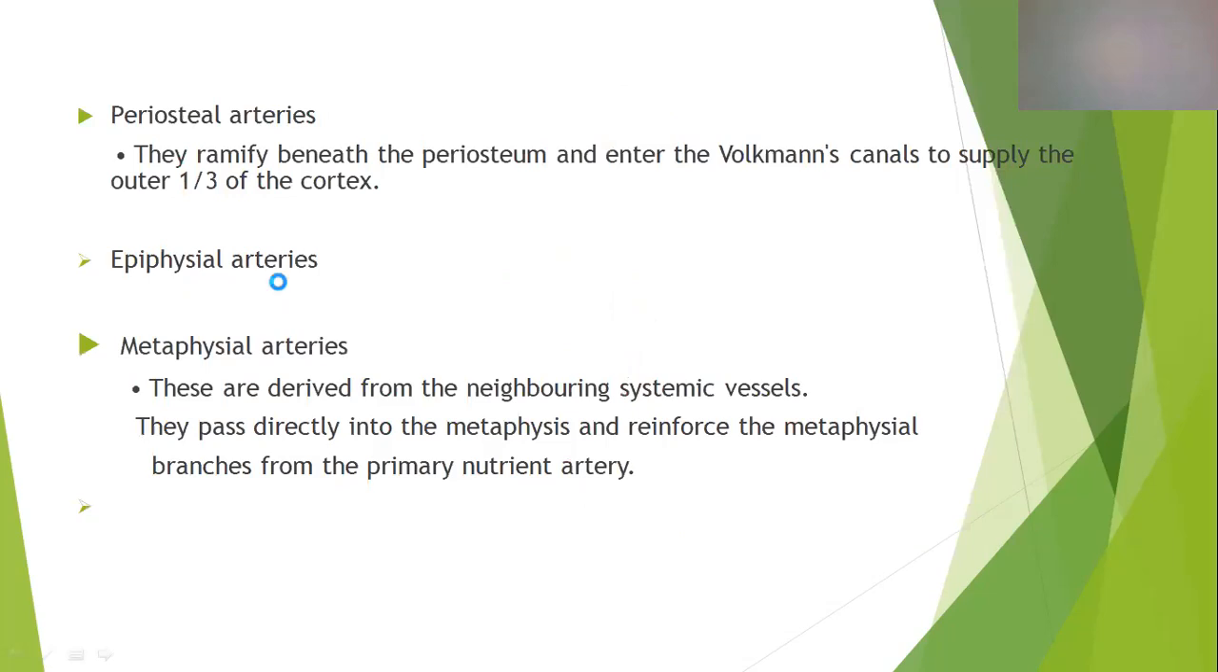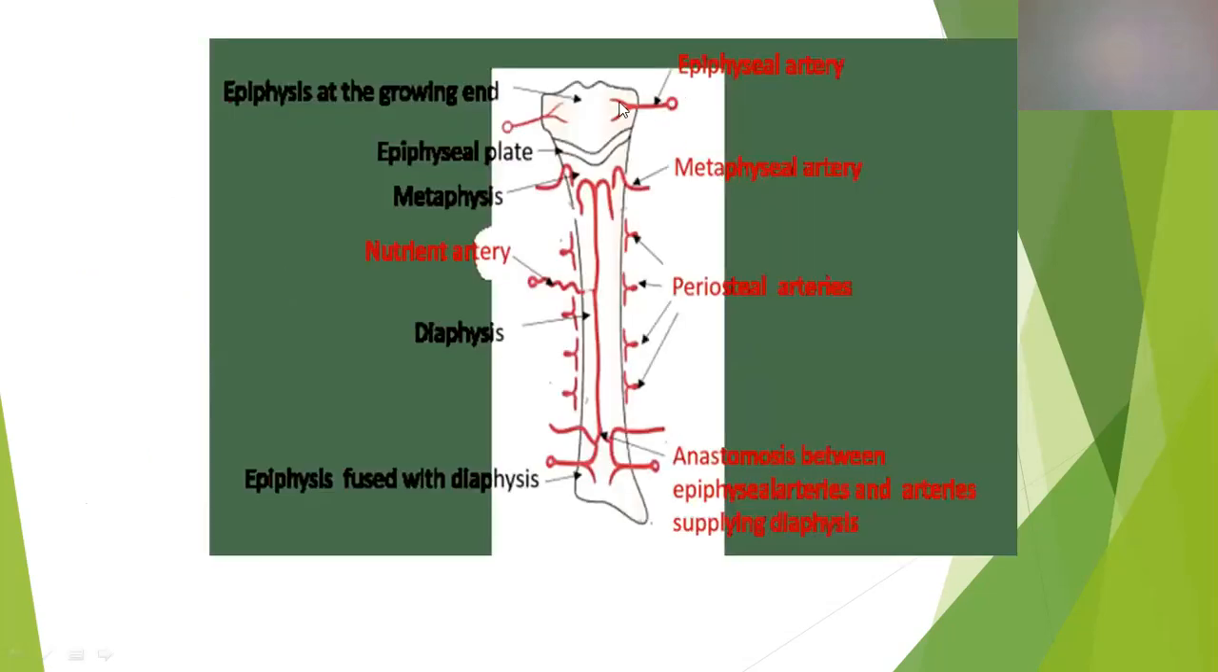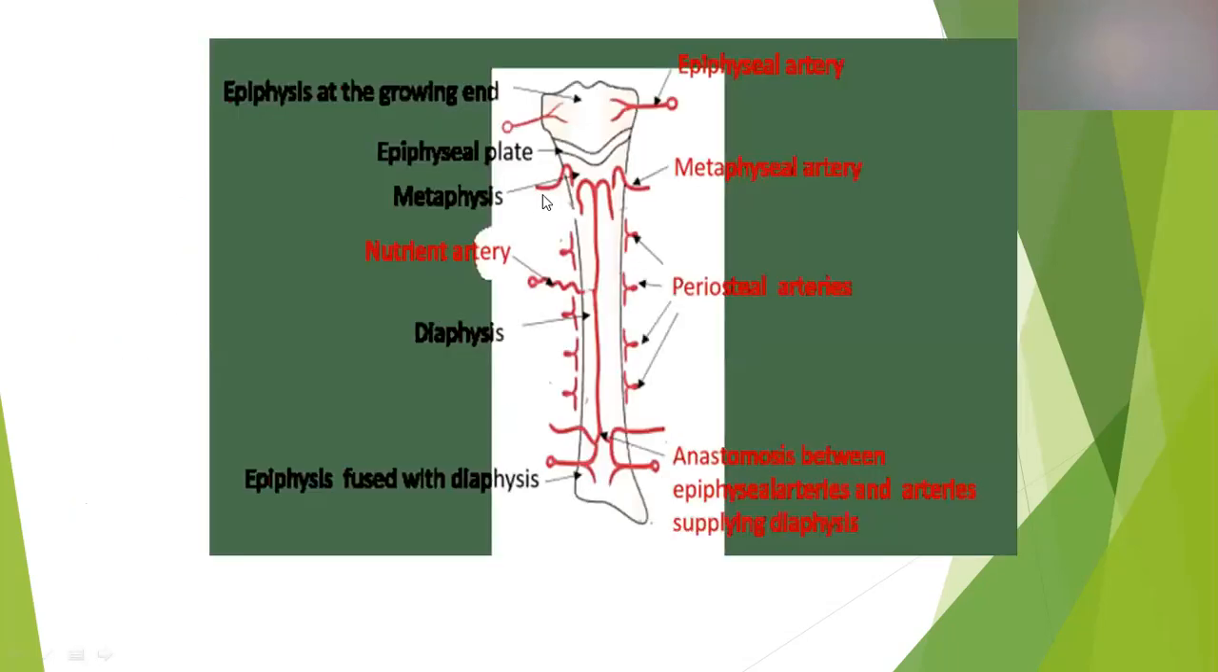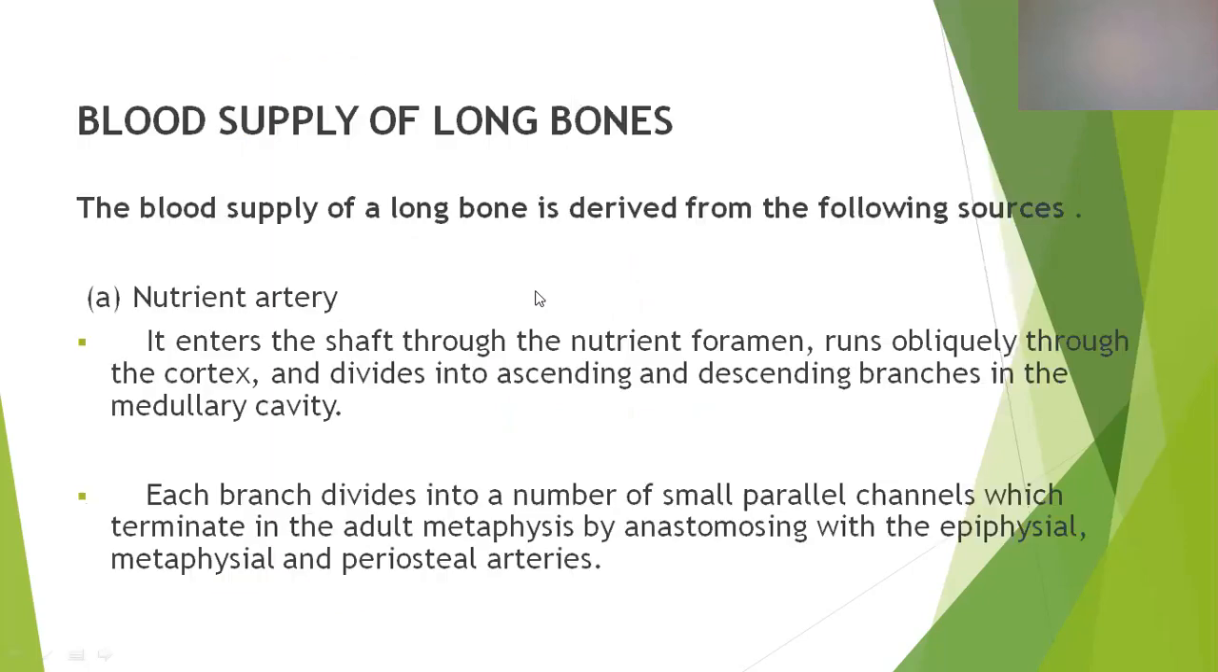Then the ends are supplied by the epiphyseal artery. See here we can see the epiphyseal arteries. These ends are supplied by the epiphyseal artery. Then the metaphyseal artery: the metaphyseal ends are supplied by the metaphyseal artery. So these are the arteries supplying the developing long bone. So this is the arterial supply of a developing long bone. Okay, go through that.